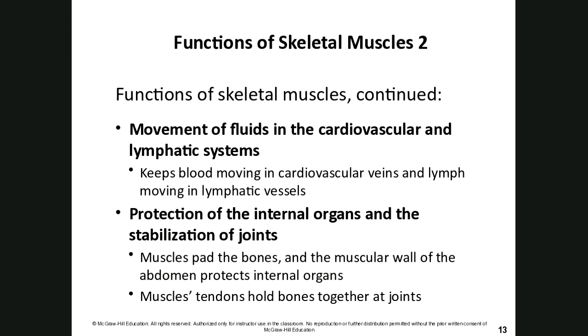Other jobs of skeletal muscles: it helps to move fluids in the cardiovascular and lymphatic system, protects internal organs, and stabilizes joints. If you think about your abdominal region, there aren't a whole lot of bones in your abdominal region, are there? Of course not. So in order to protect the stomach, your small intestine, your large intestines, your pancreas, your gallbladder, all this really cool stuff that is in your abdominal region, you have abdominal muscles. So it also does provide some protection.